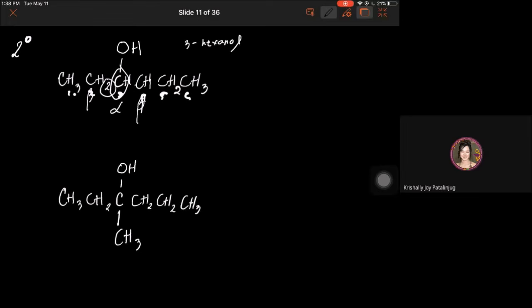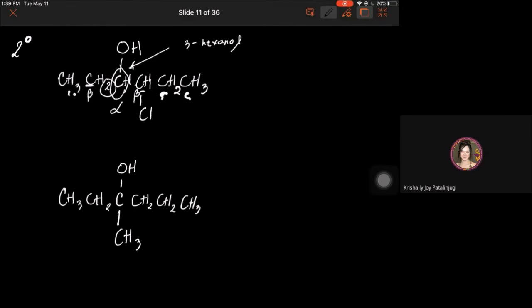Let's say I put a branch here, Cl. So this time the number of hydrogens on the two beta carbons is unequal. Again, this is a beta carbon, this is also a beta carbon, and here is the alpha carbon carrying the OH. I hope you got it. The alpha carbon carries the functional group, and the carbon directly bonded to the alpha carbon is the beta. For a secondary alcohol, there are two beta carbons.